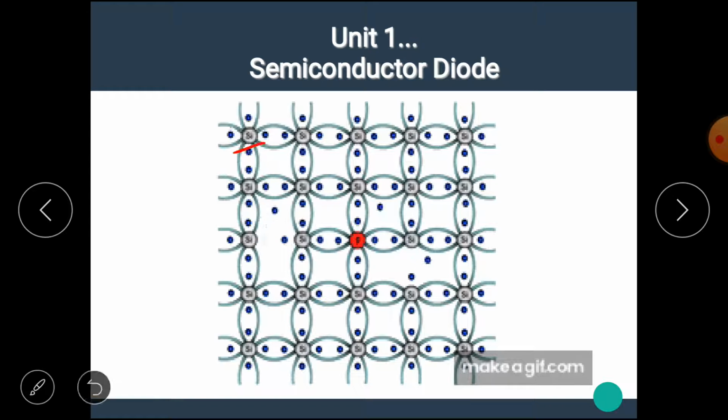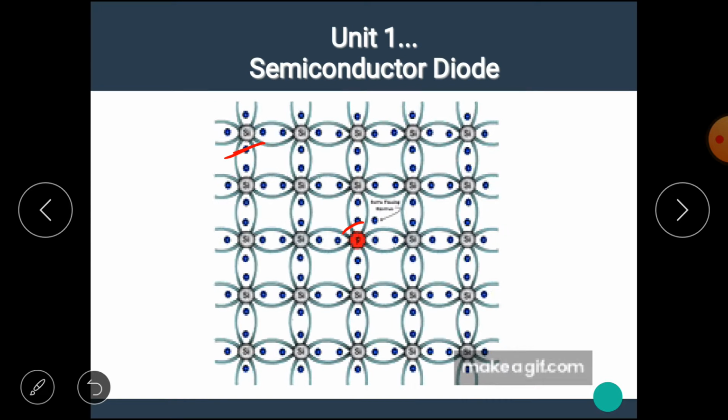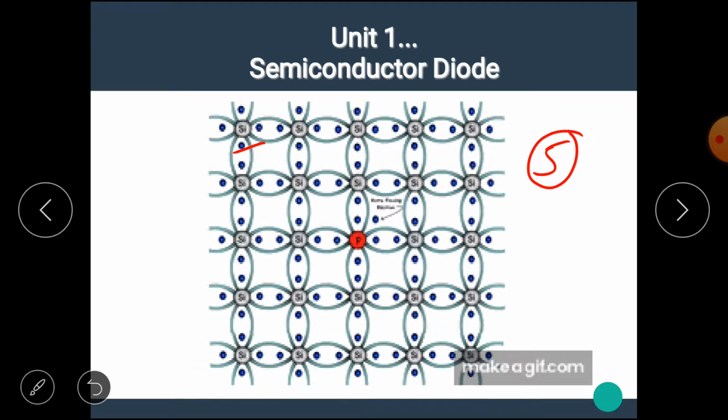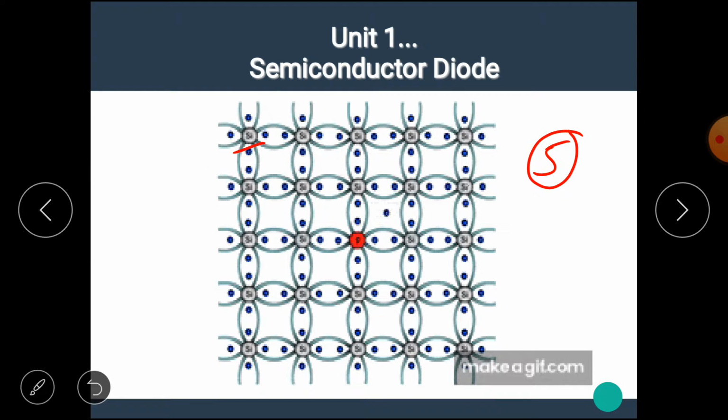Here a silicon crystal is shown, and in this silicon crystal a phosphorus atom is added. We already learned that phosphorus has 5 valence electrons in its outermost shell. What happens here? This phosphorus atom makes 4 covalent bonds, but 1 electron is free to move. This free electron constitutes a current in the crystal. I hope you all understand the concept of n-type semiconductor material.